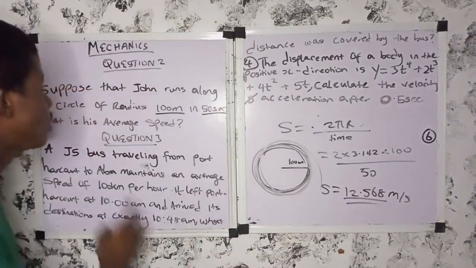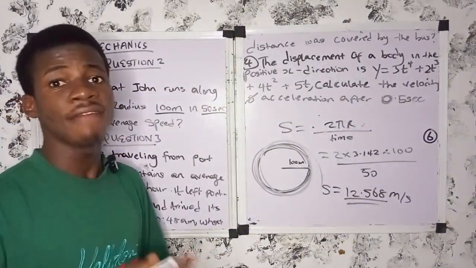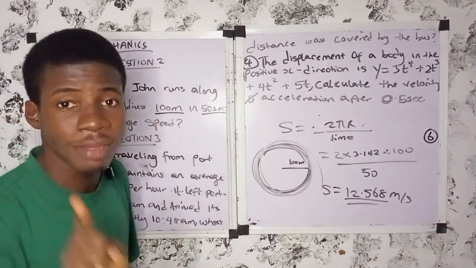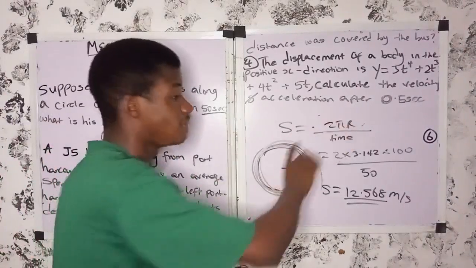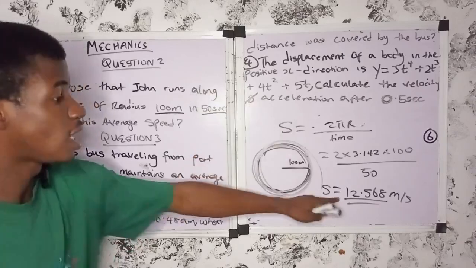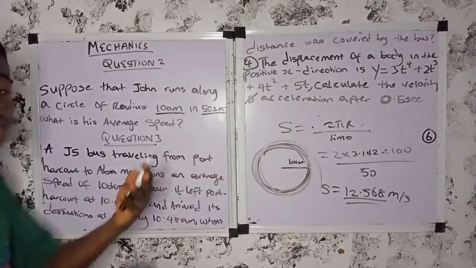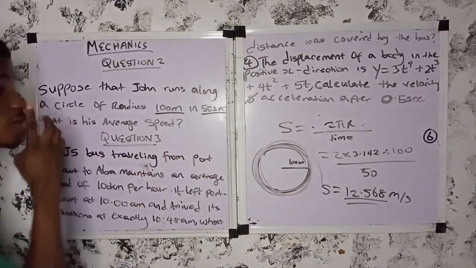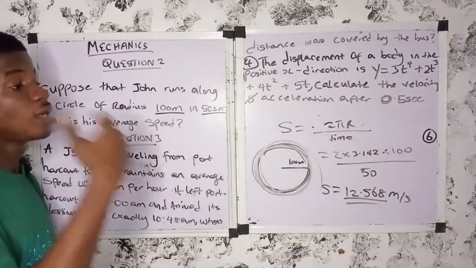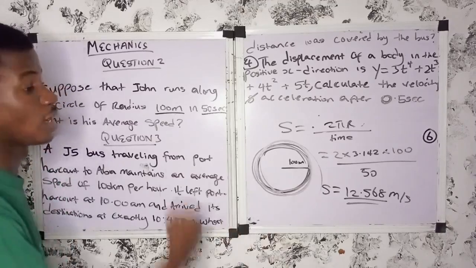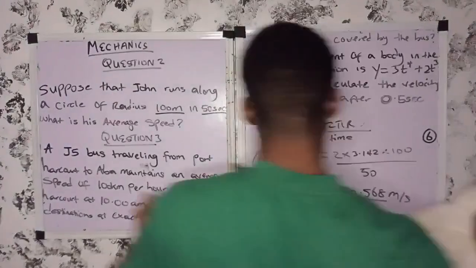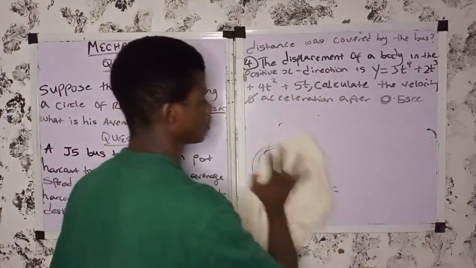So this is the average speed. Remember, the average speed of a body is the total distance covered by that body divided by the time. So this is the answer to this question. Let me just recapitulate everything. In this question, they didn't give us the distance directly, they gave us the radius. Then we used the radius to look for the distance. After getting the distance, we divided by the time. So let's move to the third question.